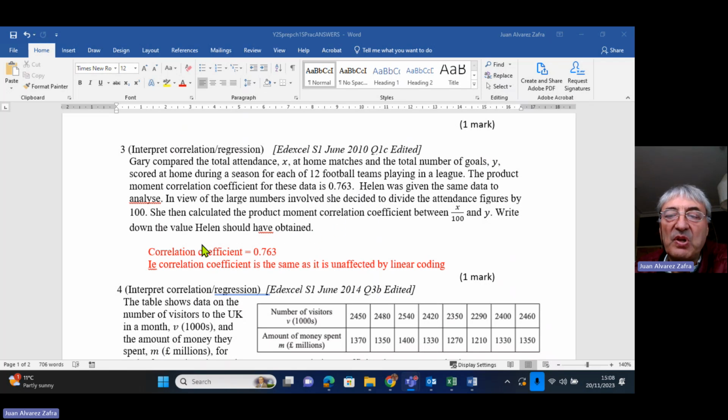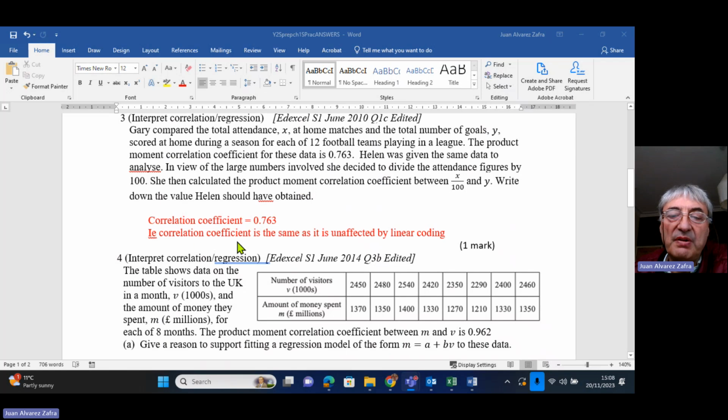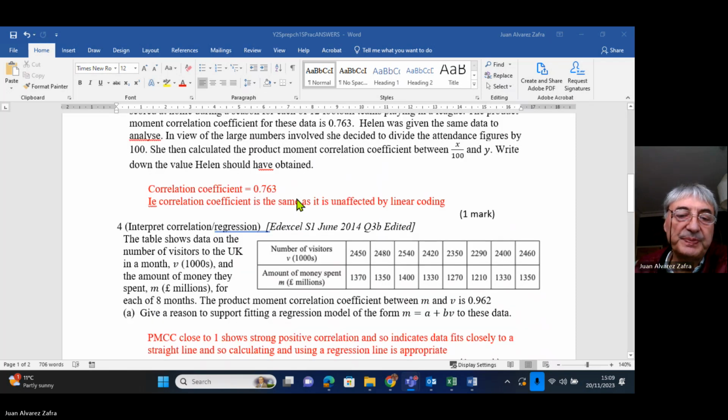So if we have the correlation coefficient of 0.763 for the data, but then we have x over 100 and y, what will the correlation coefficient of that be? And the simple answer is that correlation is unaffected by linear coding. So you get exactly the same correlation coefficient. We'll find that the regression line changes, but the correlation coefficient does not change by linear coding.